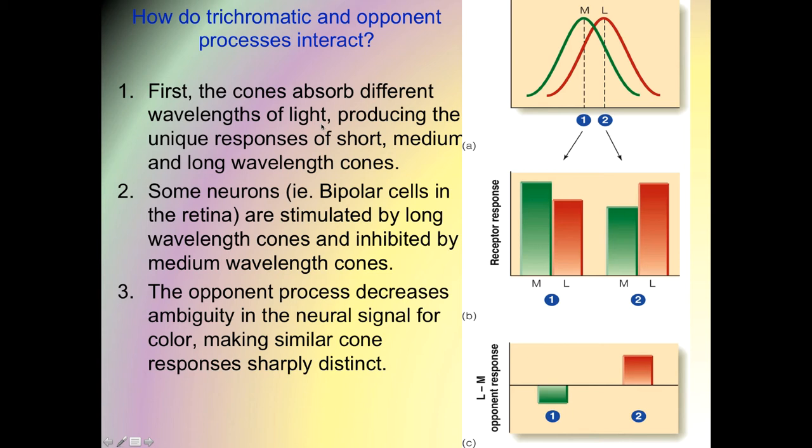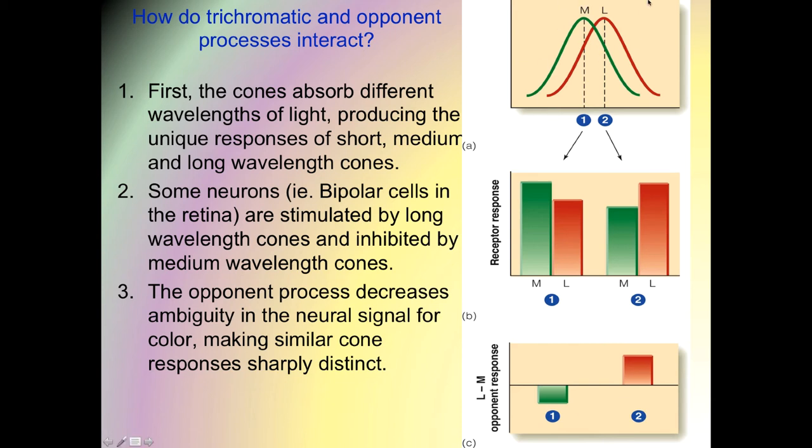So the short wavelength cones, medium wavelength cones, and long wavelength cones, they each specialize in absorbing their own range of wavelengths of light. As a result, the cones produce a unique response between the short, medium, and long wavelengths, so that as the wavelength changes, the color changes, the cones in the retina produce a unique pattern of neural activity.